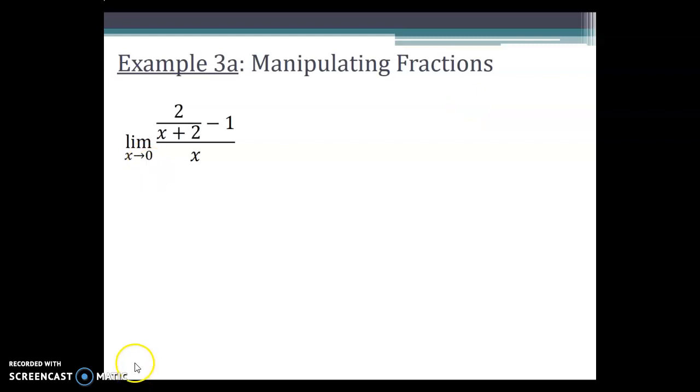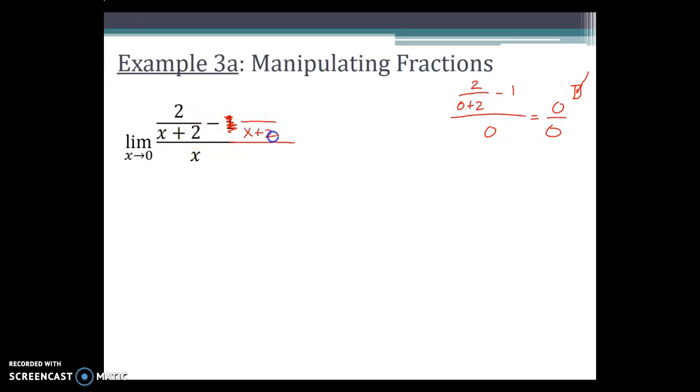Again, I'll always encourage you to pause the video and try yourself. So if you do that, you get that magical 0 over 0, which is telling us that there's some other version, something that can be canceled. So where do we start? We have a fraction minus a whole number on the top. Let's get rid of this whole number and rewrite it as a fraction with a common denominator.